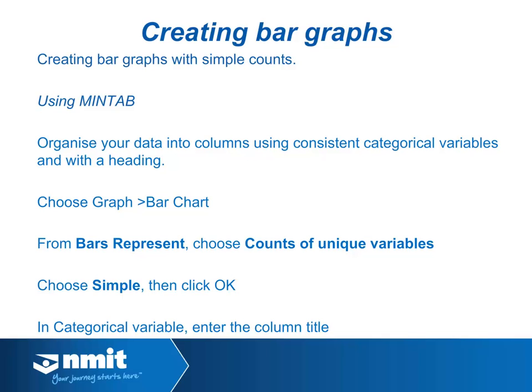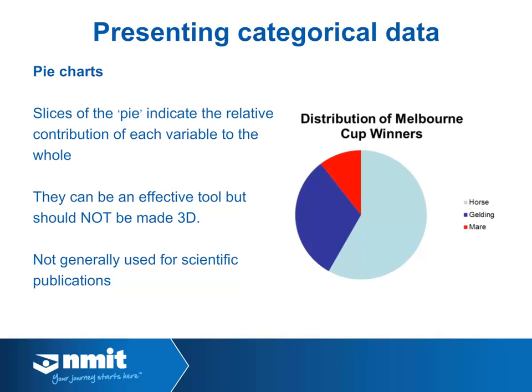Using Minitab, it's a lot easier than with Excel. You simply put your data into columns, as with Excel. Go to the graph menu, select bar chart, and then you actually tell Minitab what you want to put in the bars, and in this case counts of unique variables, and it'll automatically go through, find each of the unique categorical variables and count them, and then derive a bar graph for you. Simple.